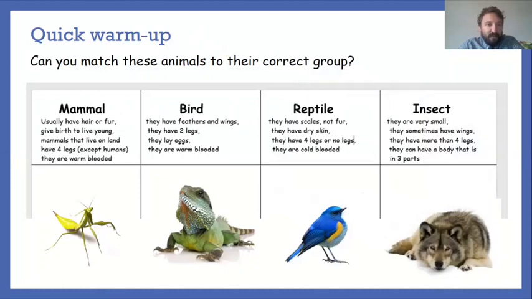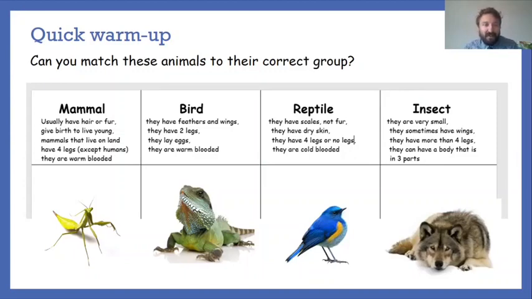So here you go. We have mammals that usually have hair or fur. They give birth to live young. Mammals that live on land have 4 legs except humans, and they're all warm-blooded. You might have a bird: feathers, 2 legs, lay eggs, and warm-blooded as well. Or a reptile: they have scales, not fur. They have dry skin and have 4 legs or no legs, and they're cold-blooded. And then finally insects, that are very small. They sometimes have wings and they can have more than 4 legs and can have bodies in 3 parts.